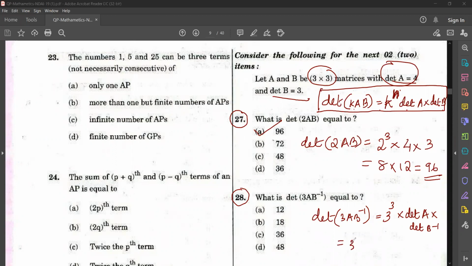So that can be written as 3 raised to 3 into determinant of A, which is 4. Determinant of B inverse means 1 by determinant of B, isn't it? So just see, 3 raised to 3 into 4 into 1 by determinant of B, which is 3. So here we have 3 raised to 2, that is 9 into 4, that is 36. Option C. Very easy question, direct question.